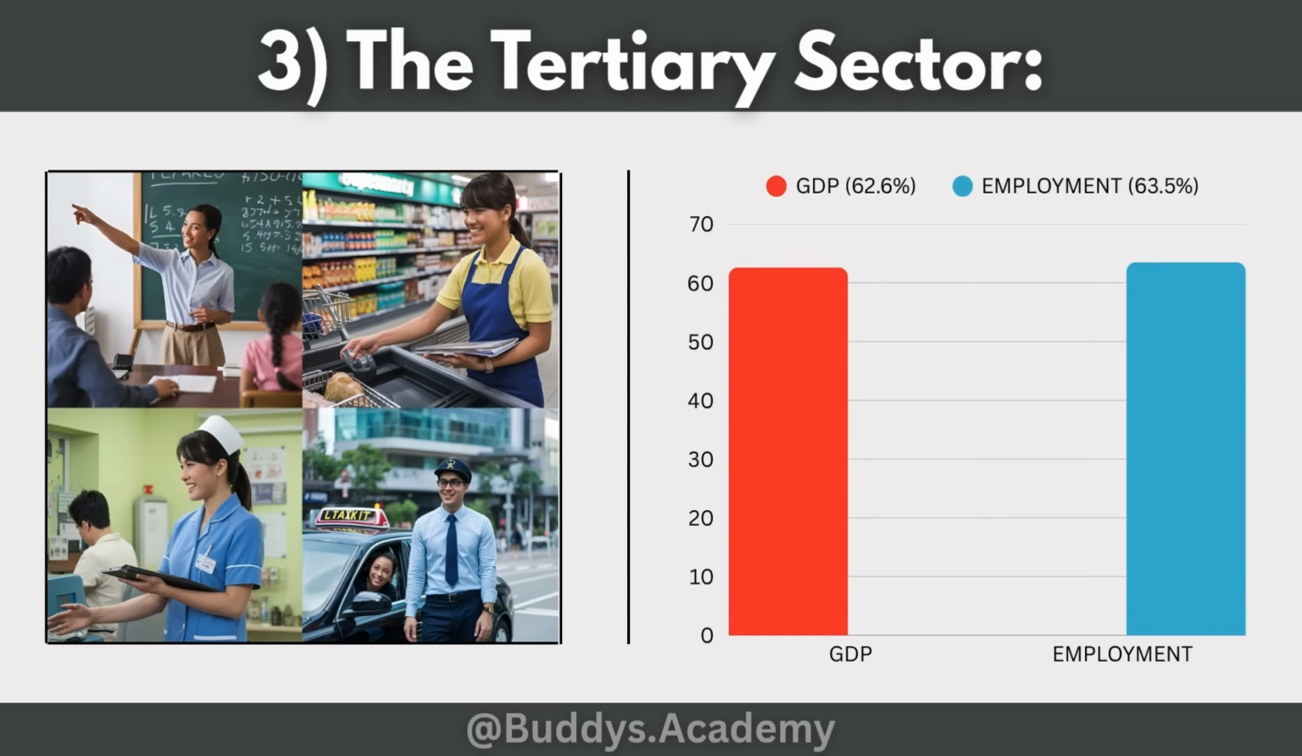Now, when we're taking a look at our tertiary sector, we can see that it has a massive GDP contribution of 62.6%, and it's going to take up the majority of the jobs at 63.5%. Now, this tells us that most South Africans are going to work in service jobs. Think about teaching, think about retail, tourism, banking. And all of these jobs are going to add the most to our country's income, right?